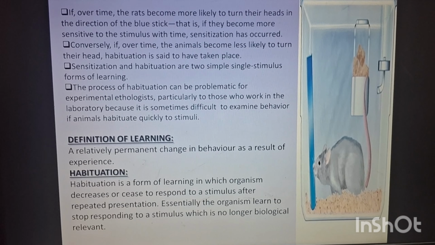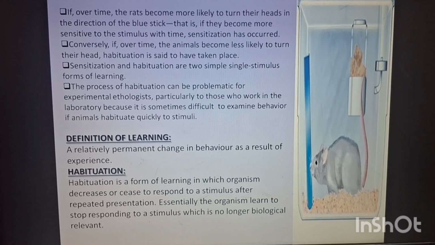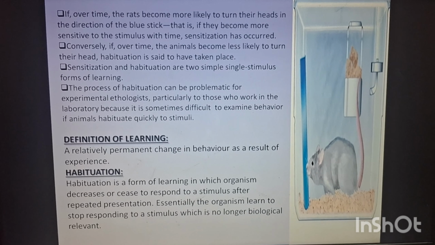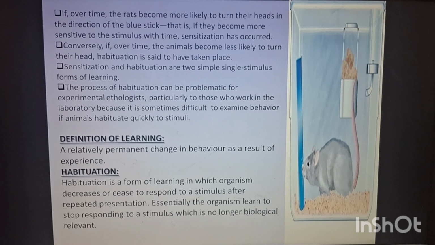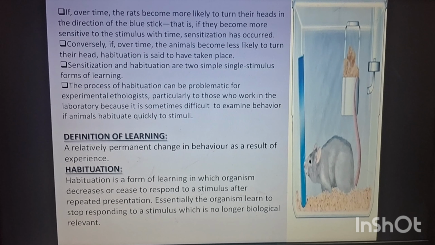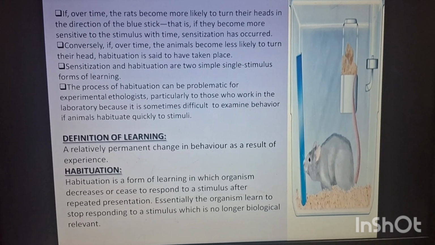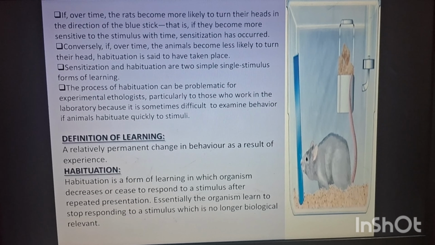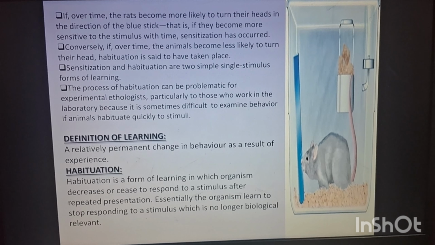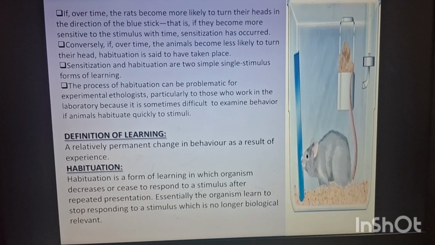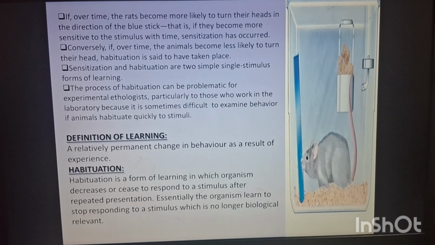Next, if over time the rats become more likely to turn their heads in the direction of the blue stick, that is, if they become more sensitive to the stimulus with time, sensitization has occurred. Conversely, if over time the animals become less likely to turn their heads, habituation is said to have taken place. Sensitization and habituation are two simple single-stimulus forms of learning. The process of habituation can be problematic for experimental ethologists, particularly those who work in the laboratory, because it is sometimes difficult to examine behavior if animals habituate quickly to stimuli.